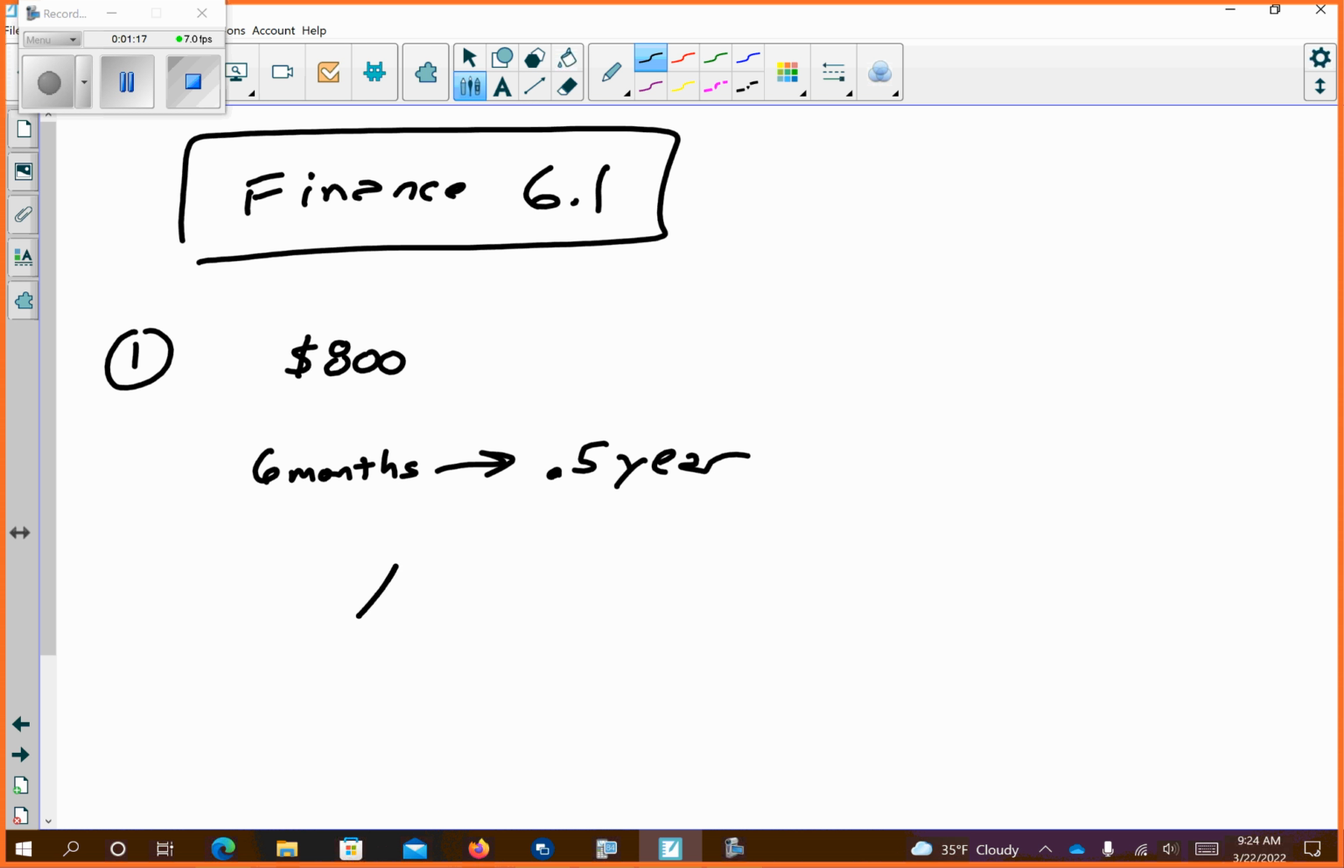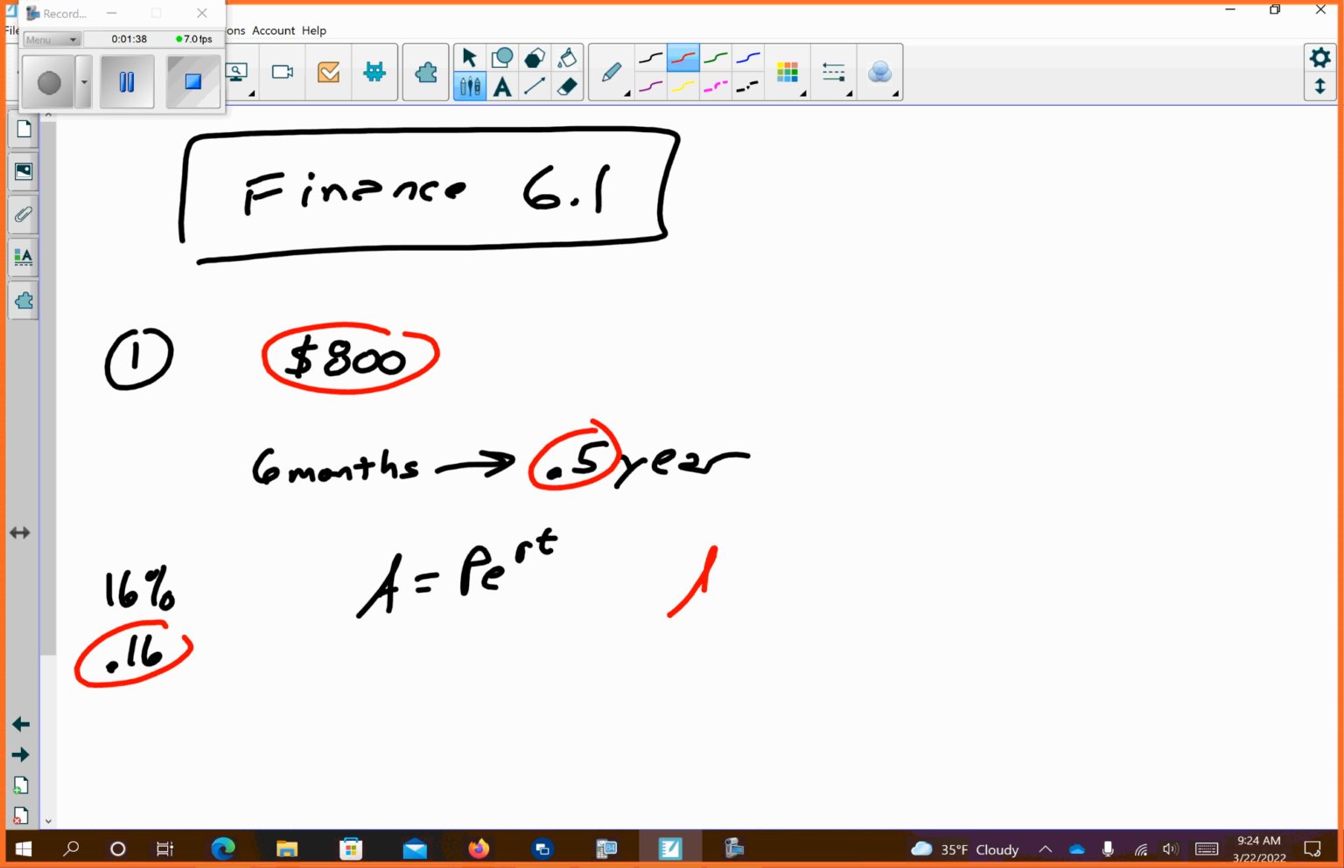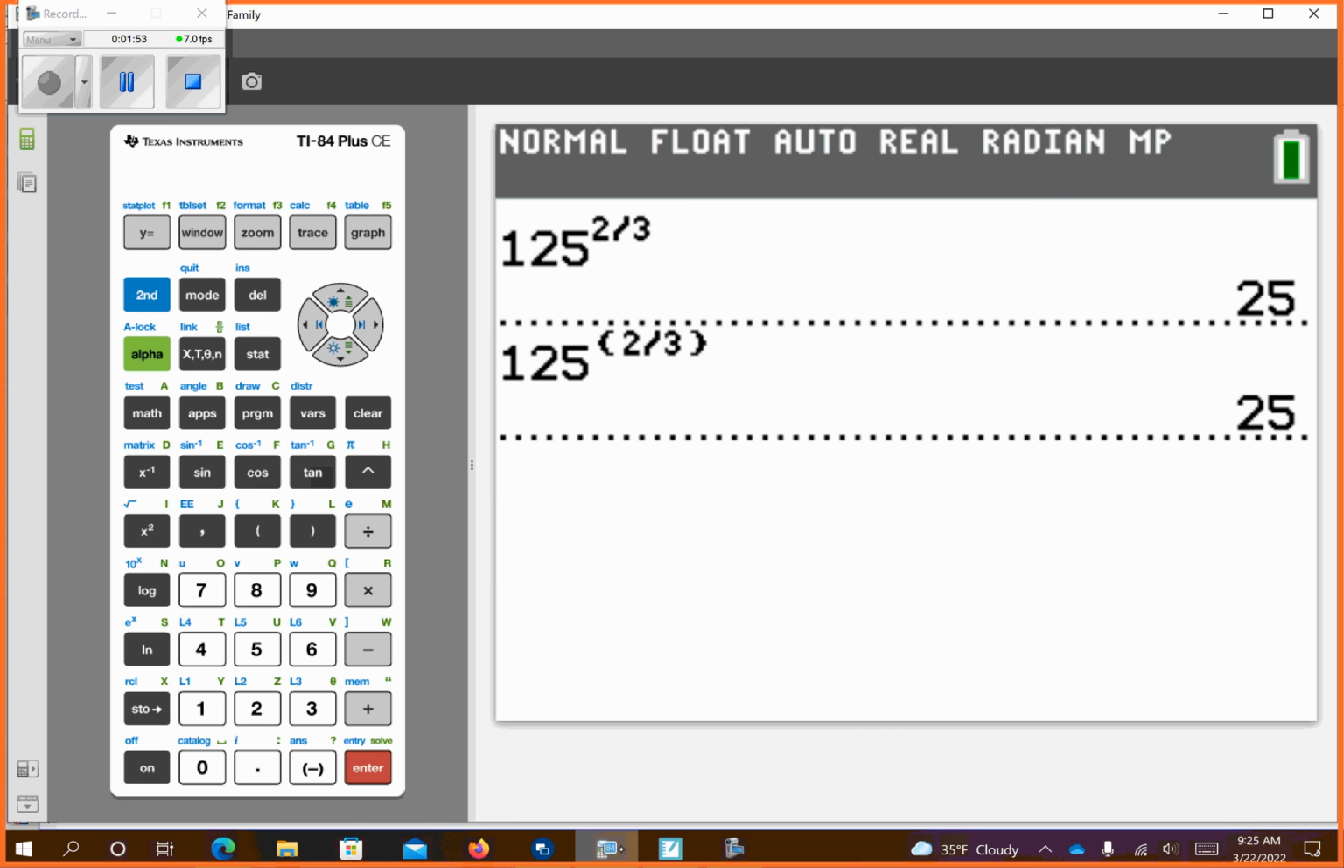So if we use just this simple equation, how much would you have to pay at the end of 6 months? They also told us that we had 16%. So 16% is 0.16. I'm going to use this in my equation. So A is equal to 800 e raised to the rt, so 0.16 times 0.5. Everyone feel comfortable with that so far? And hopefully the calculator's still up.